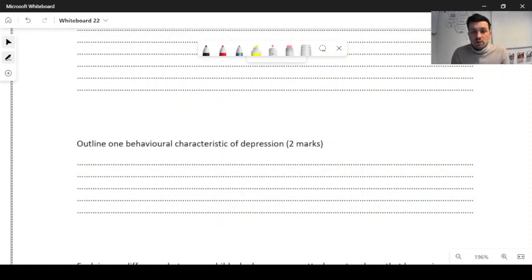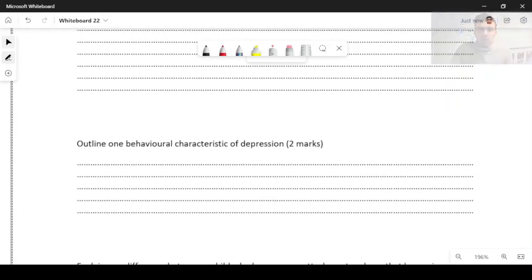So moving on to the next question, we switch over now to something from psychopathology. Okay, hopefully that works. There we are. So there is your next question. Again, my question, I made this up. Obviously, outline one behavioural characteristic of depression. You could have one cognitive characteristic of depression, one emotional characteristic of depression, or you could have them about phobias or about OCD. I've just picked this one, one behavioural characteristic of depression.